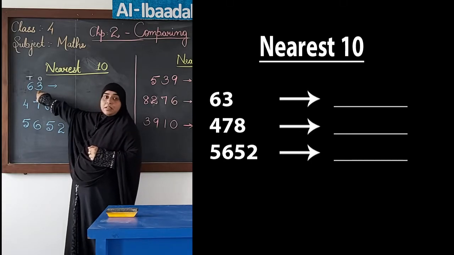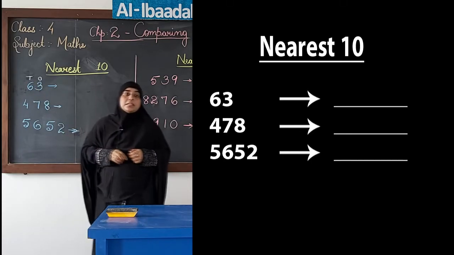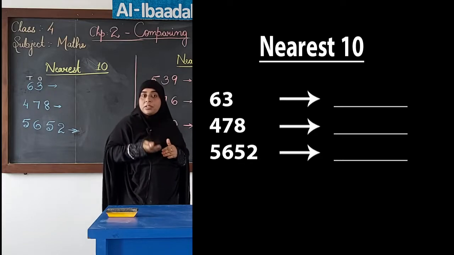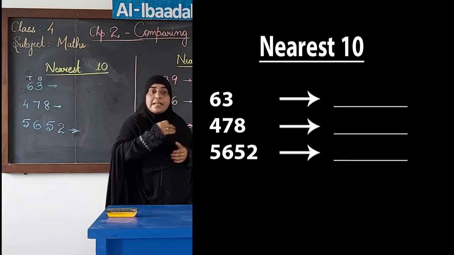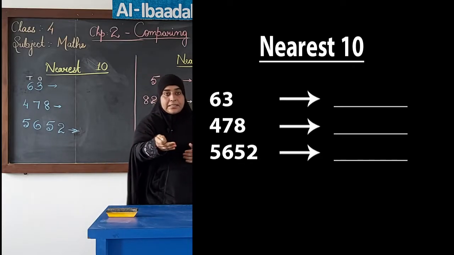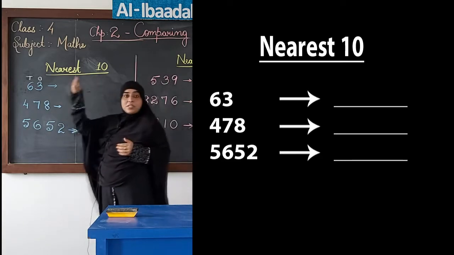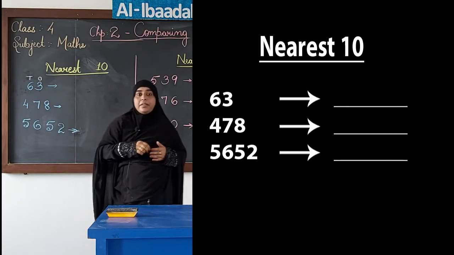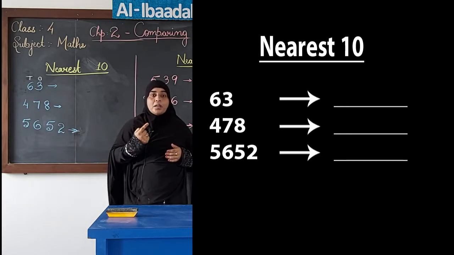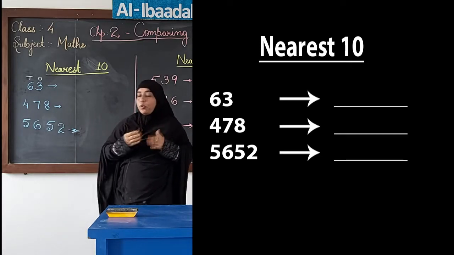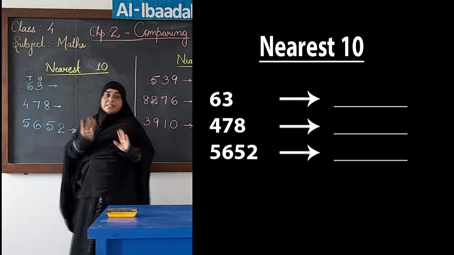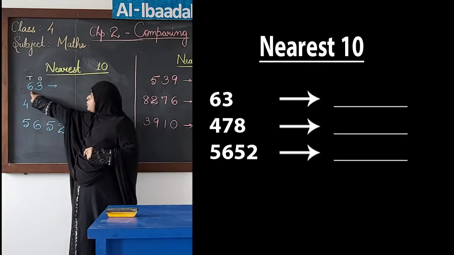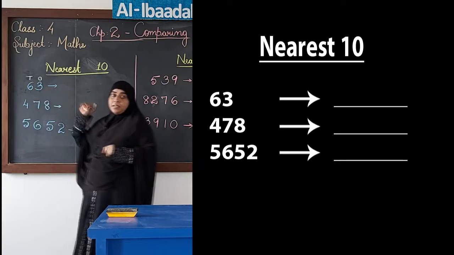If this ones digit is 5 or more than 5, then the tens will go to the next tens, like 60 will go to 70. If this number is less than 5, like if it is 0, 1, 2, 3 or 4, then the tens remains the same. Now let us do 63.